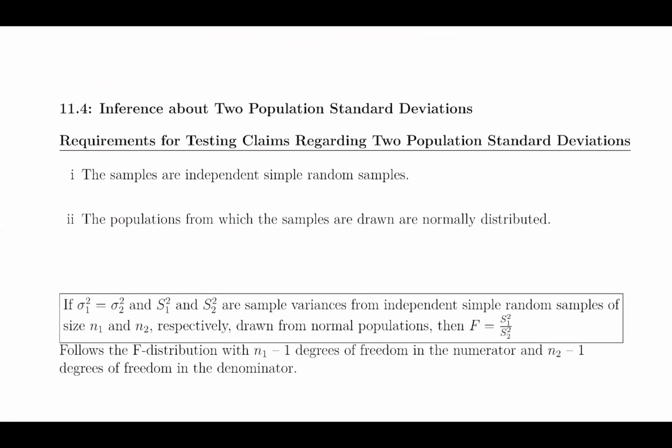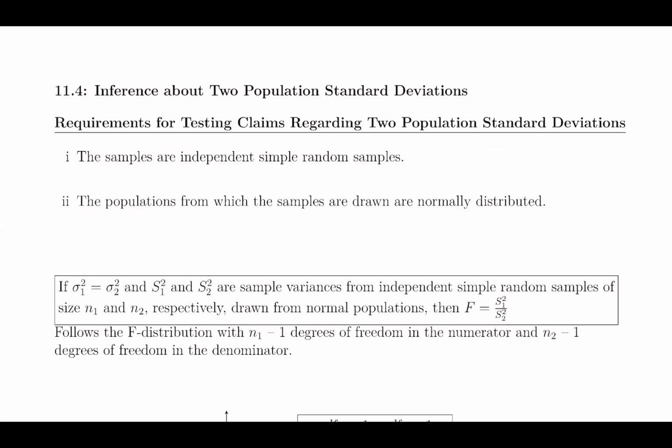All right. So the last section for chapter 11 is going to be inference about two population standard deviations. We already did the inference of two population proportions. We already did the inference of two population means. So the last one that we are left to do is the inference about two population standard deviations.